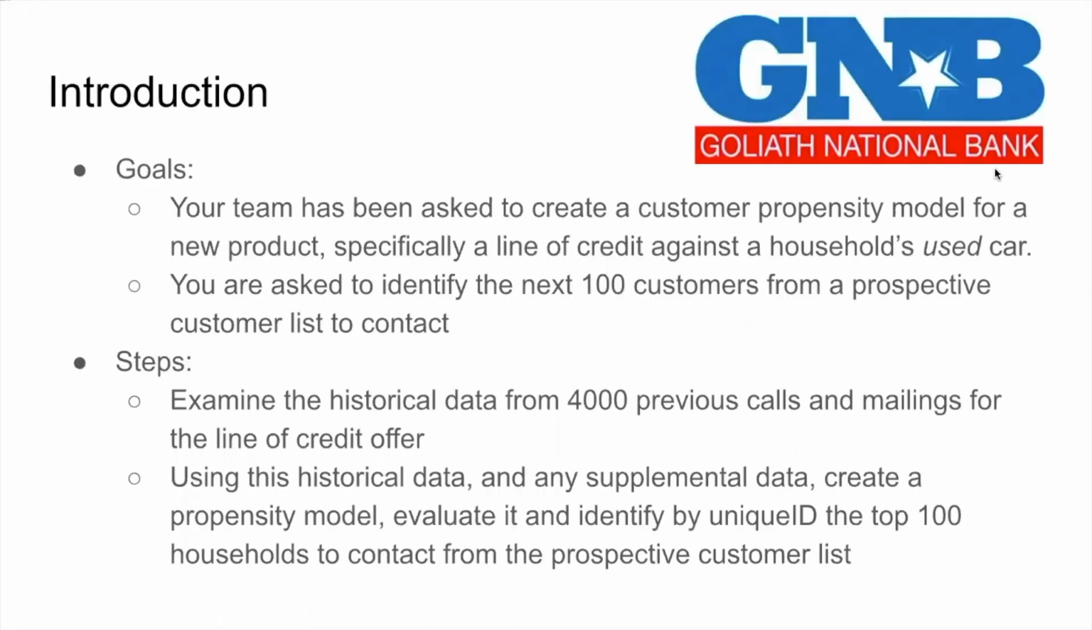So in looking at the Case 2 study, we were asked to create a customer propensity model for a new product, which was a line of credit against a household's used car. We were also asked to identify the next top 100 customers from a prospective customer list that the bank would then contact. In order to do this, we examined historical data from 4,000 previous calls and mailings for the line of credit offer, and then used this historical data along with some supplemental data to create the propensity model, evaluate it, and then identify by the unique ID top 100 households to contact from the prospective customer list.